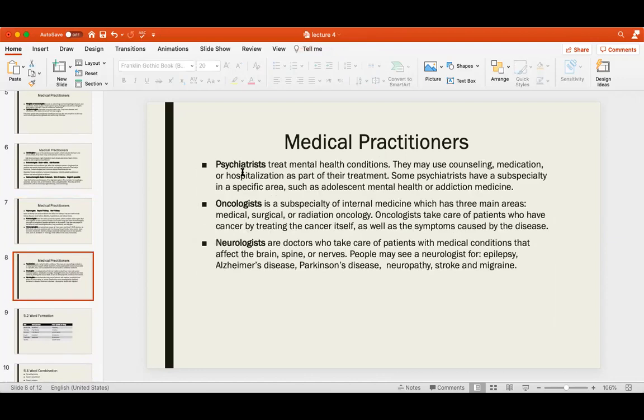We have psychiatrists. Psychiatrists treat mental health conditions. They may use counseling, medication, or hospitalization as part of their treatment. Some psychiatrists have a subspecialty in a specific area, such as adolescent mental health or addiction medicine.